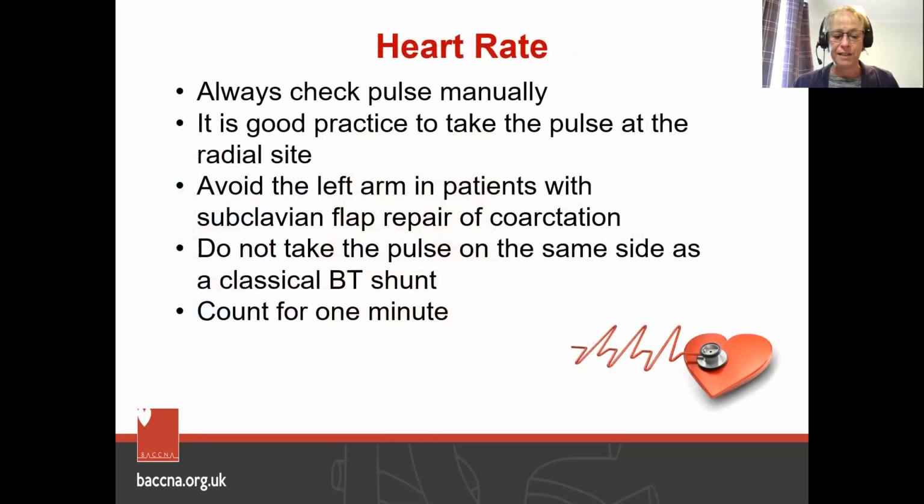So if we think about heart rate, it's important that the heart rate is checked after allowing a patient time to rest. And it should be taken at the radial site in the wrist by palpating the artery using the first and second fingertips, pressing firmly on the site until a pulse is felt. But remember to be mindful of only using the right arm to check a pulse in someone with coarctation of the aorta, as described earlier on in the presentation. And obviously, if the patient has had a classical BT shunt in the past, you should avoid assessing the patient's pulse in the same arm as the BT shunt.